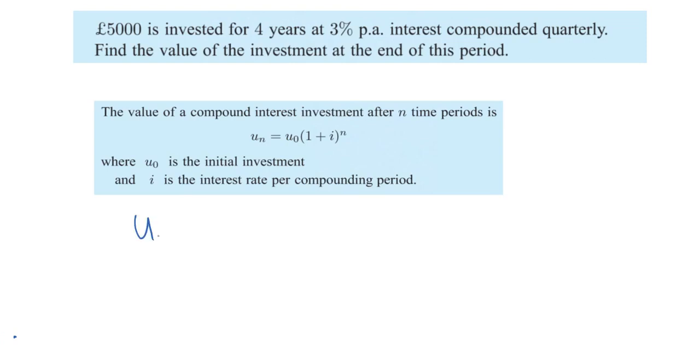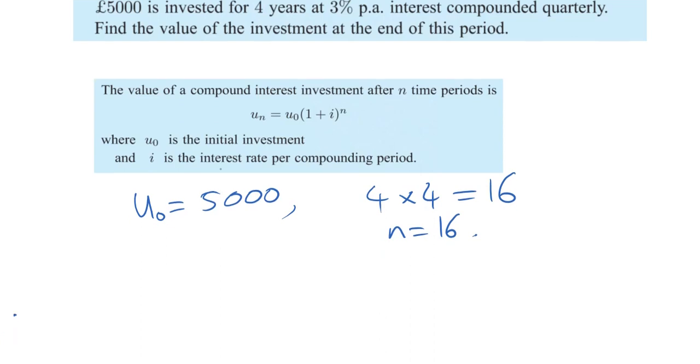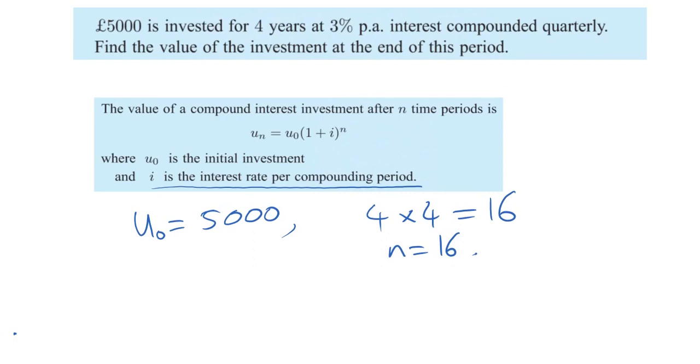Now, to start with, U0 is still 5,000, so we've got no problem there. The number of compounding periods, well, it's 4 years, and every year it gets compounded quarterly, so 4 times. So that's going to mean that we've got 16 compounding periods. So n, in this case, is 16. Now, we have to be very careful with I at this point, because I is the interest rate per compounding period. Now, if we have 3% per year, then to work out what it is per compounding period, well, we're going to have to divide it by 4 if there's 4 compounding periods in a year.